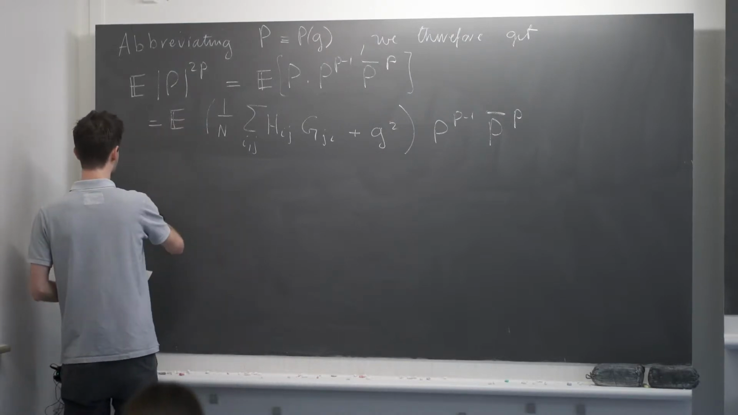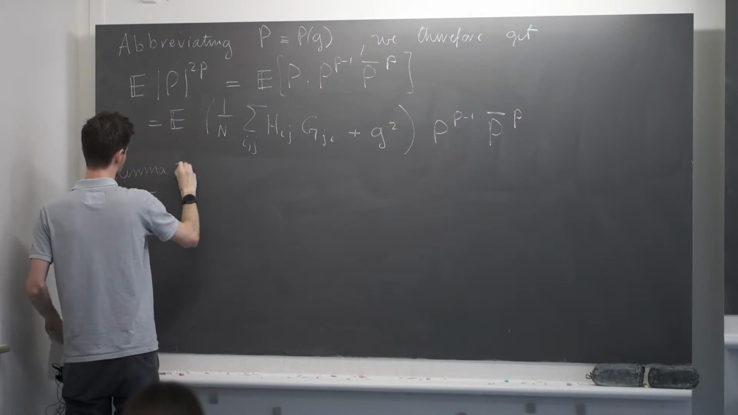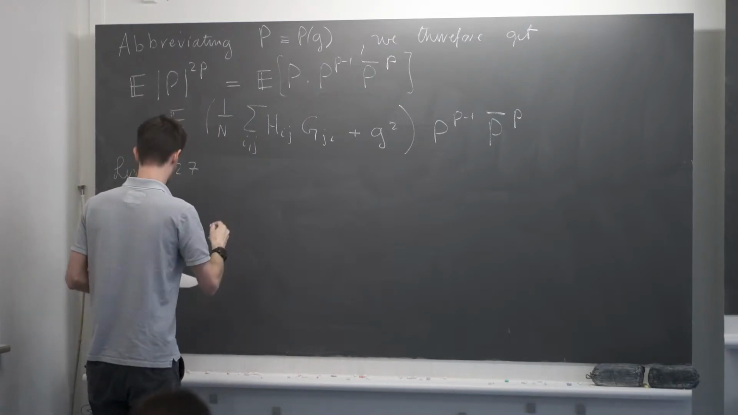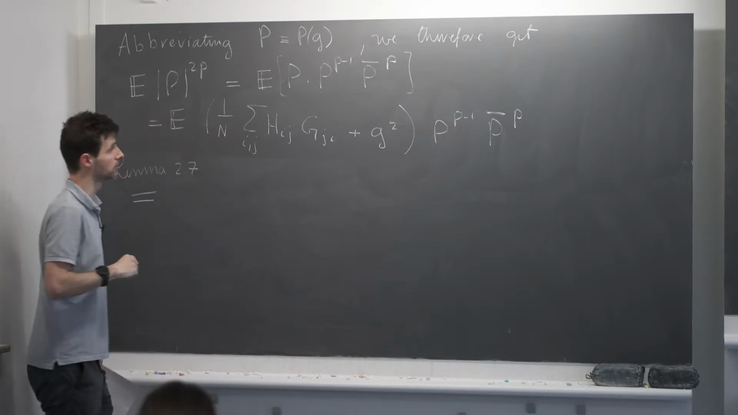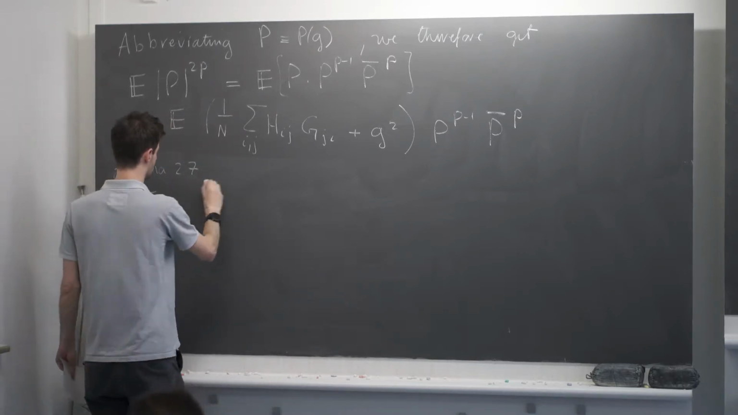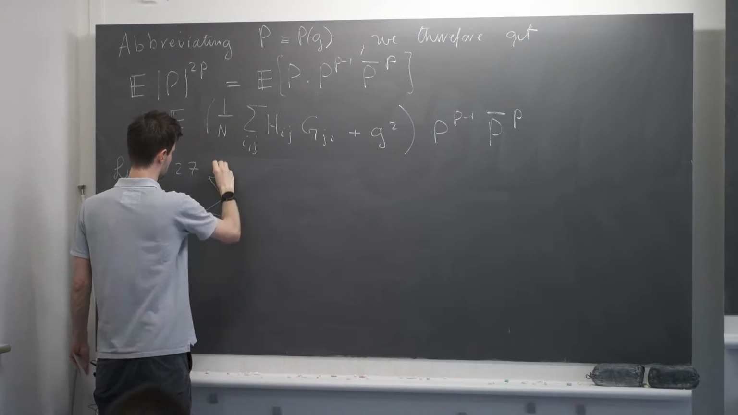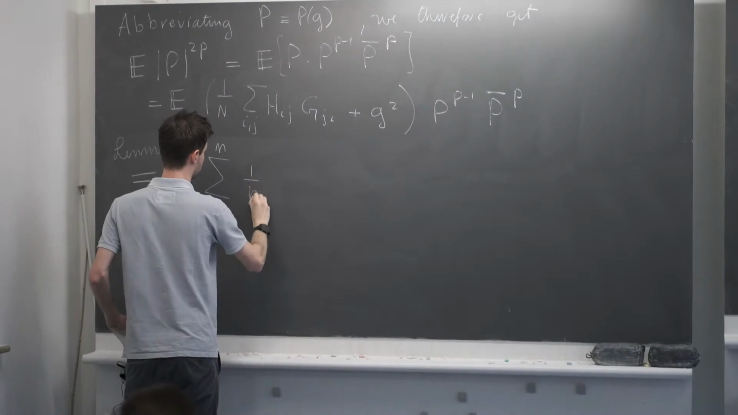So now we apply the resolvent expansion. Let me apply it to this term. We got this sum over k. So I get k goes from 0 to n, and then I have 1 over k factorial.